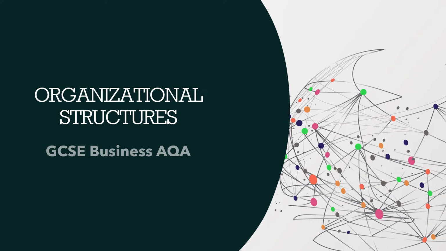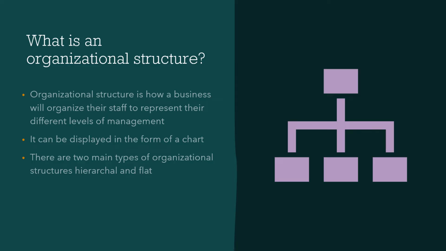In this video, I'm going to cover the content of organizational structures, which is part of GCSE Business AQA. So what is an organizational structure? An organizational structure is how a business will organize their staff to represent the different levels of management. It can be displayed in the form of a chart, and there are two main types of organizational structures: hierarchical and flat.